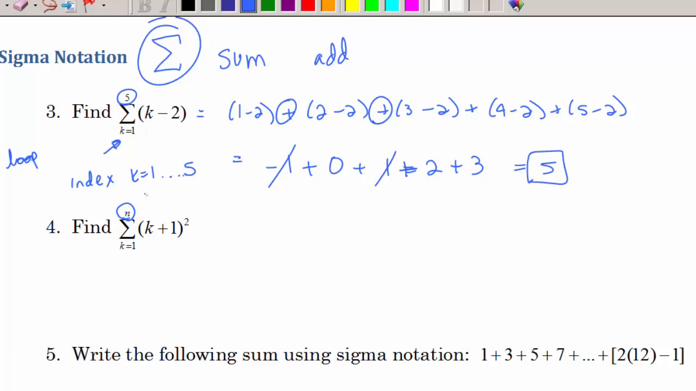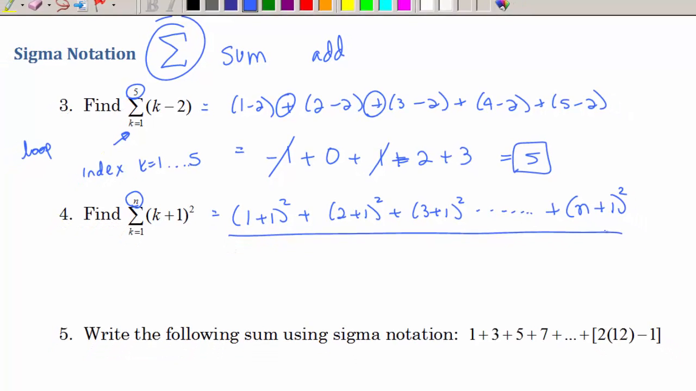Right here, I'm going to go to n. Well, isn't that forever? Ooh, what is that? So that would be like 1 plus 1 squared, plus 2 plus 1 squared, plus 3 plus 1 squared, and I would keep going until I had n plus 1 squared. So I physically cannot add all that up. But that's what that means if you were to expand it.